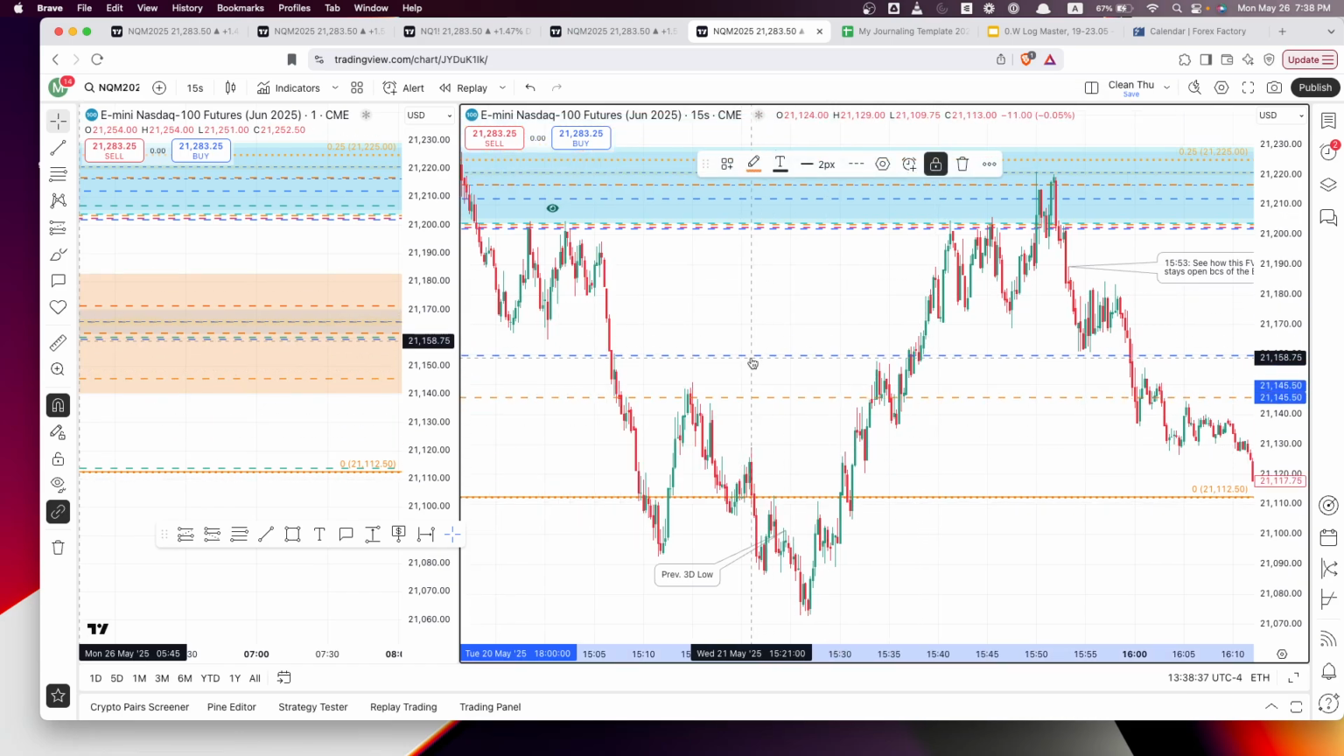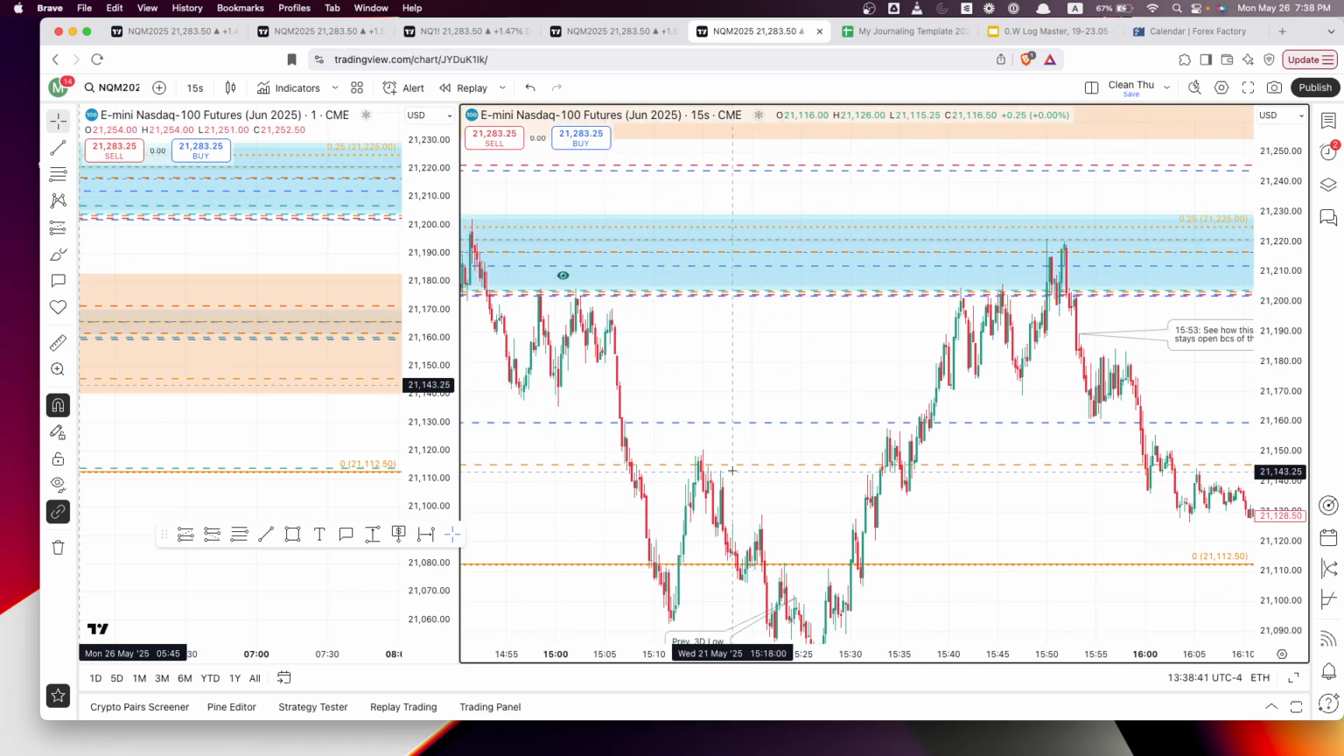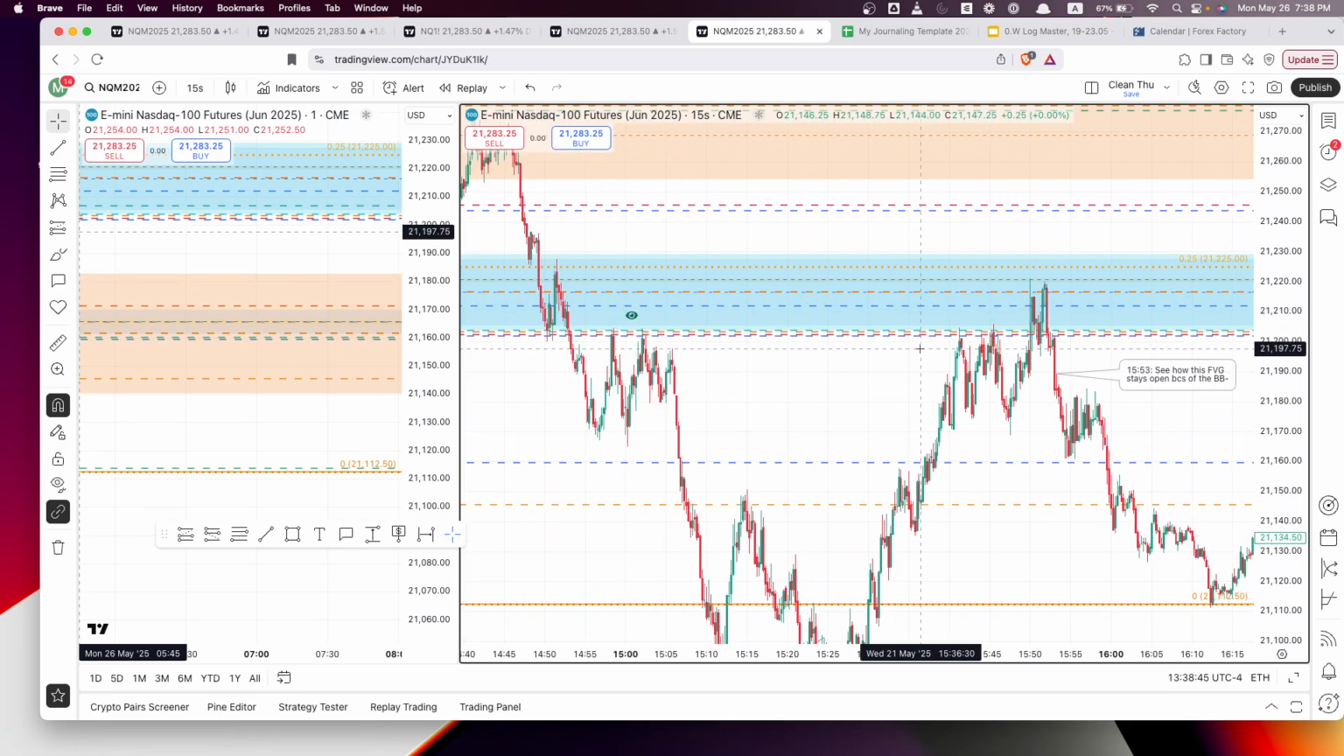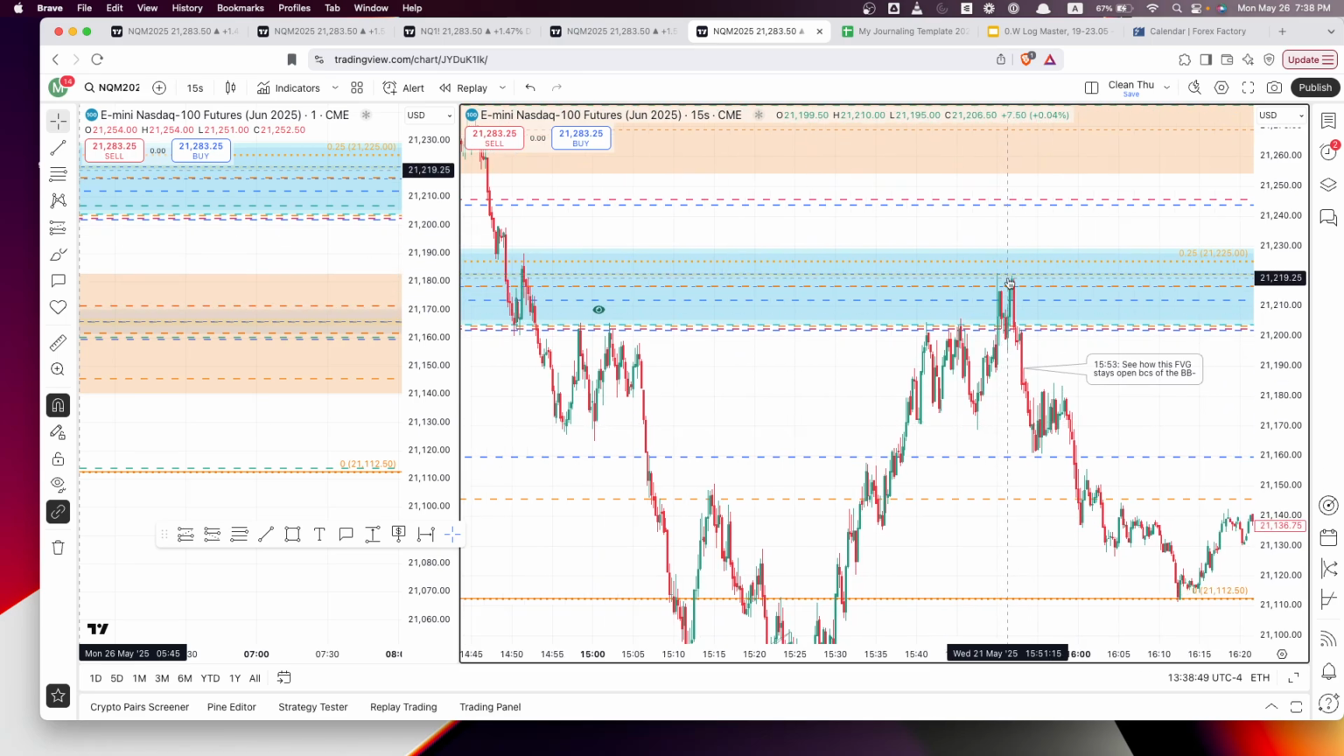This is the Wednesday close. This is the PM session low. And then here we have a lot of liquidity. So here is liquidity with these stops, buy stops. And then it stops at the first fair value gap consequent encroachment.